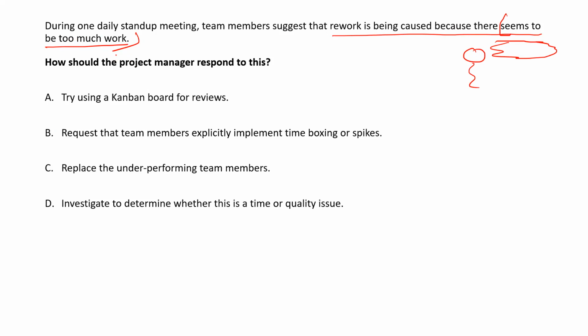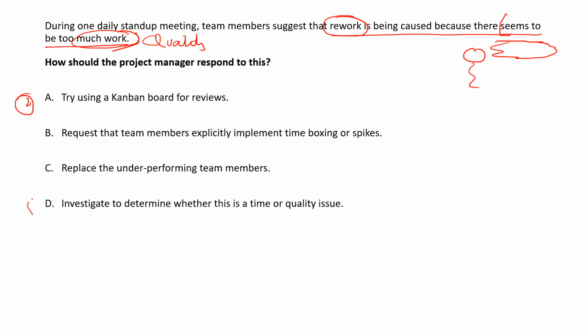That's a trap. Problem is rework. Rework is what? Quality related issue. Exactly. So try using a Kanban board for reviews. Will be our second option.